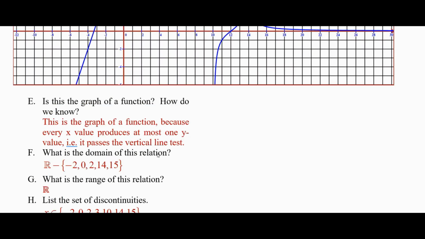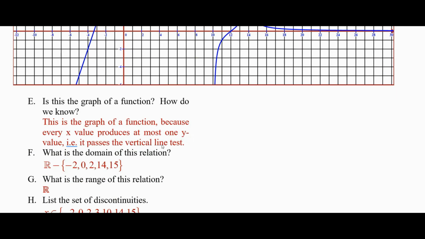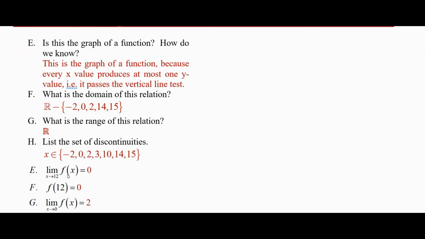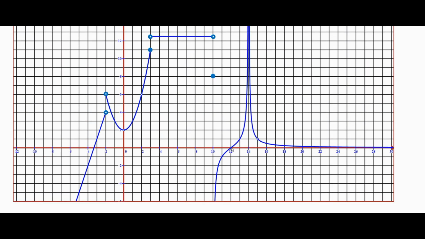The range is actually all real numbers. For example, this piece here alone picks up all possible y values, and some of the others, in fact all of them, are repeated at least more than once. The limit as x approaches 12 is 0. Let's see if we can see that. As x approaches 12, f of 12 is 0 and the limit is 0. So in fact the function is continuous there.